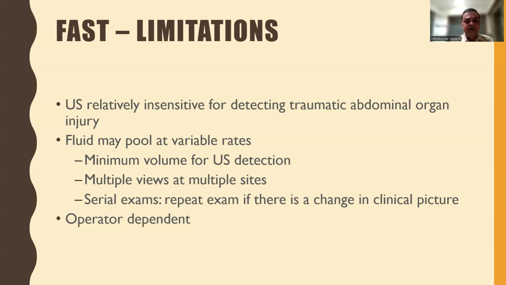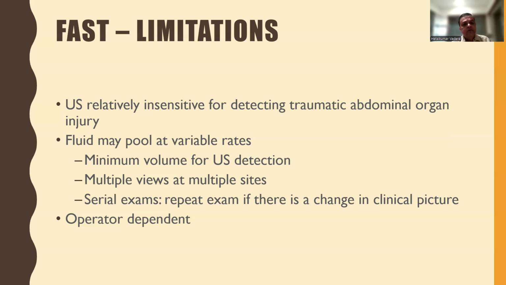Fluid may pool at variable rates. Sometimes the rate of the collection is slow. Minimum volume for US detection is, in the right upper quadrant view, 600 ml, and in the pelvis roughly 200 ml. So there is some minimal amount of fluid which is required to detect on ultrasound. But up to 600 ml, we don't need to explore the patient because till then the patient is stable, and we can think of conservative measures.